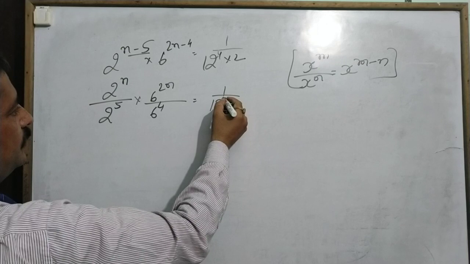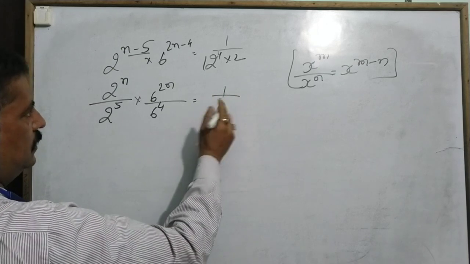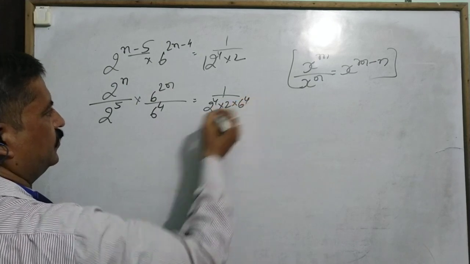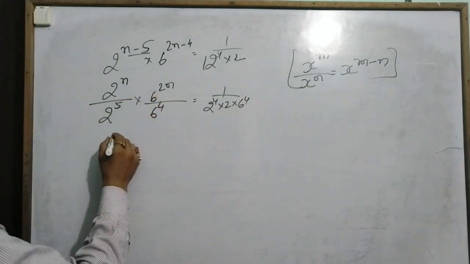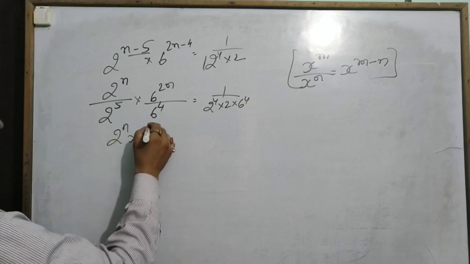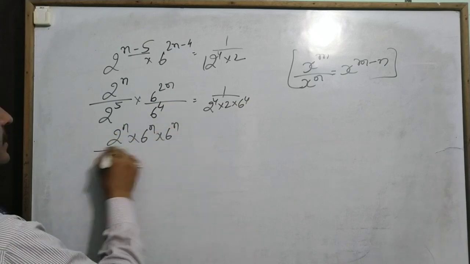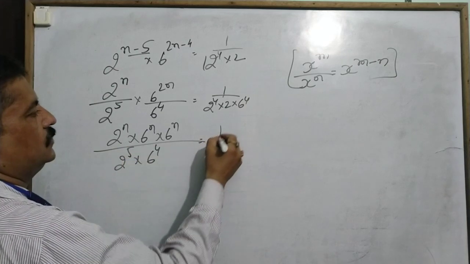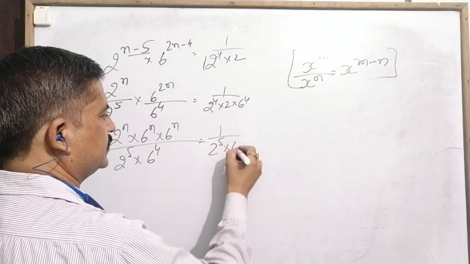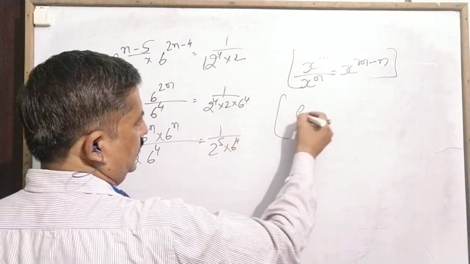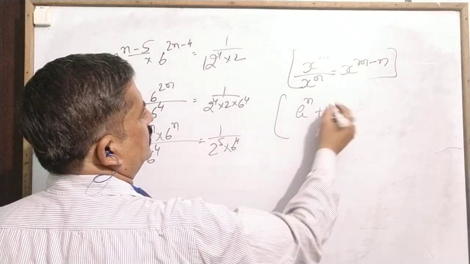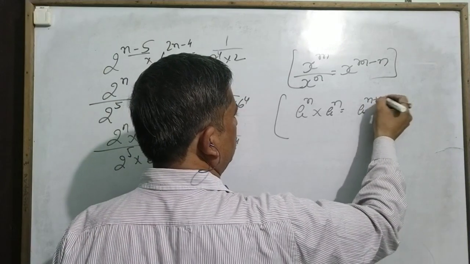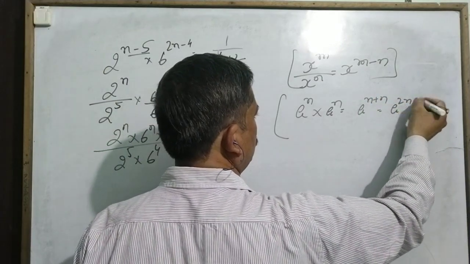12 to the power 4, and 2 to the power 4 into 6 to the power 4. So we also write 2 to the power n into 6 to the power 2n divided by 2 to the power 5 into 6 to the power 4. If a to the power n into a to the power n is equal to a to the power n plus n, equals a to the power 1.